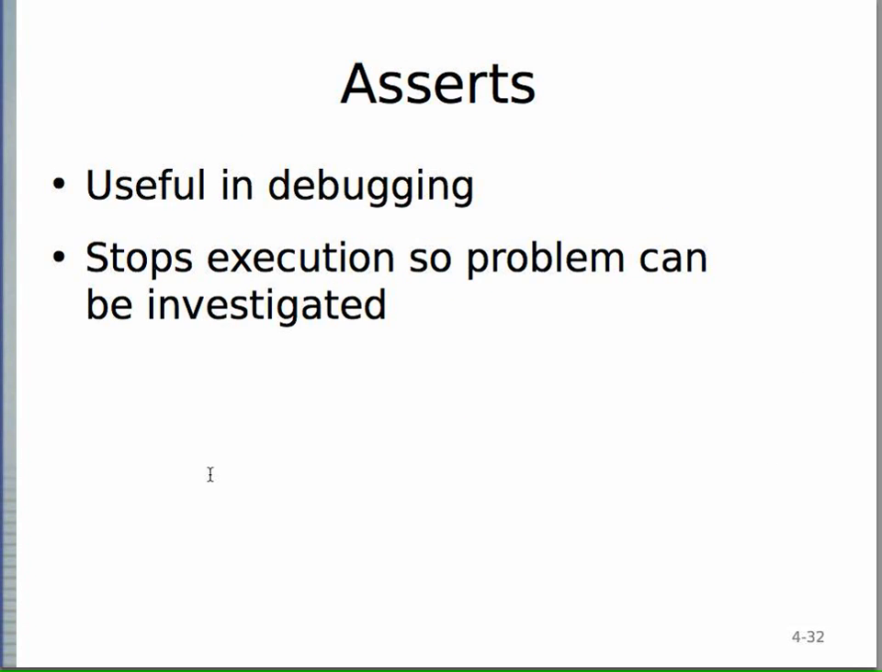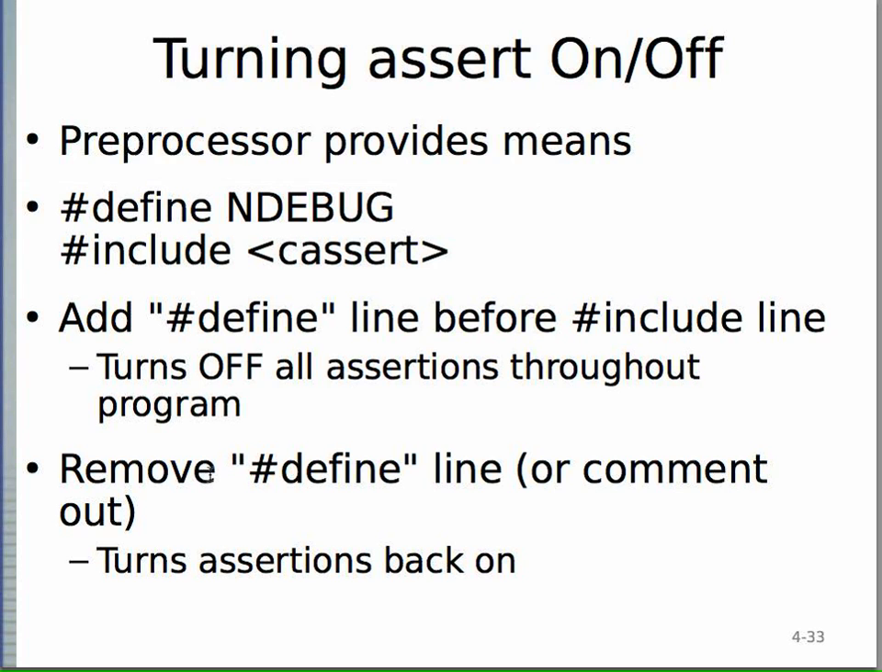Asserts are useful for debugging. It stops execution so that problems in your program can be investigated. You can turn assertions on and off, and the way you do that is with this #define NDEBUG. Add this #define before the #include line for cassert, and this turns off assertions.